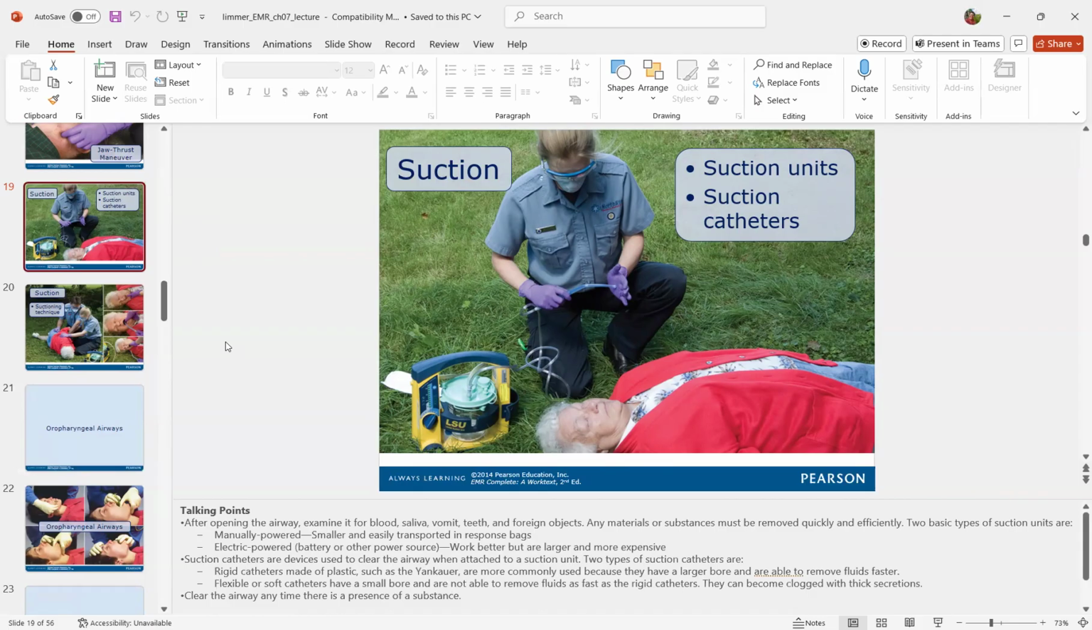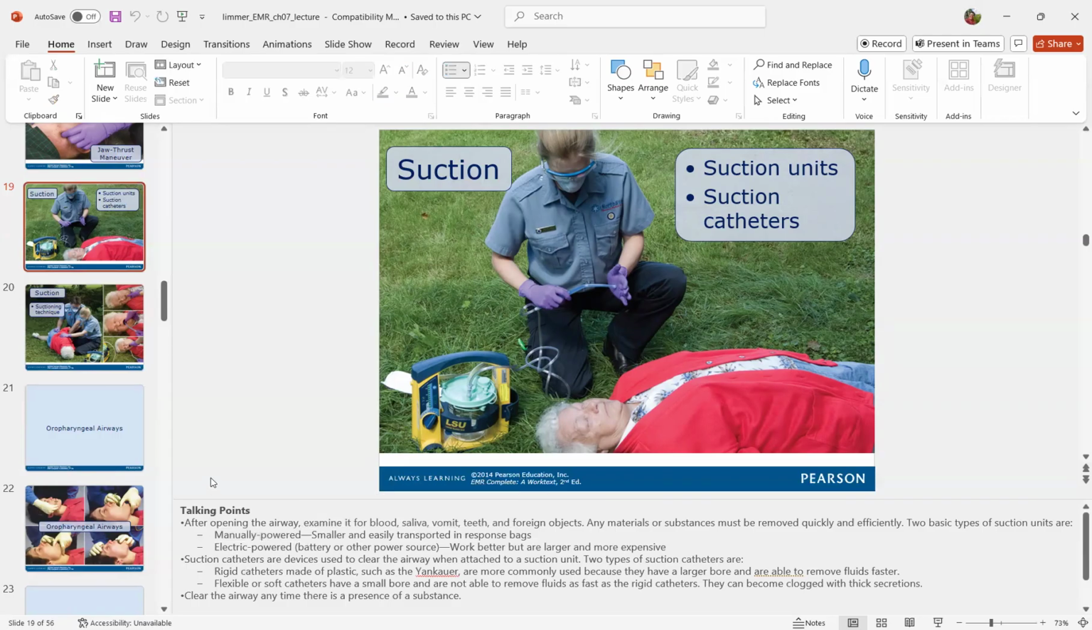Two basic types of suction units: manually powered and electric powered. Manually powered are the handheld ones, typically in first responder bags. Electric powered ones are usually some battery source, like the one that's right here, or the one on the ambulance. They flip the switch and they pull on the power. If you have bags, usually the EMR level, you'll be using the manually powered ones.